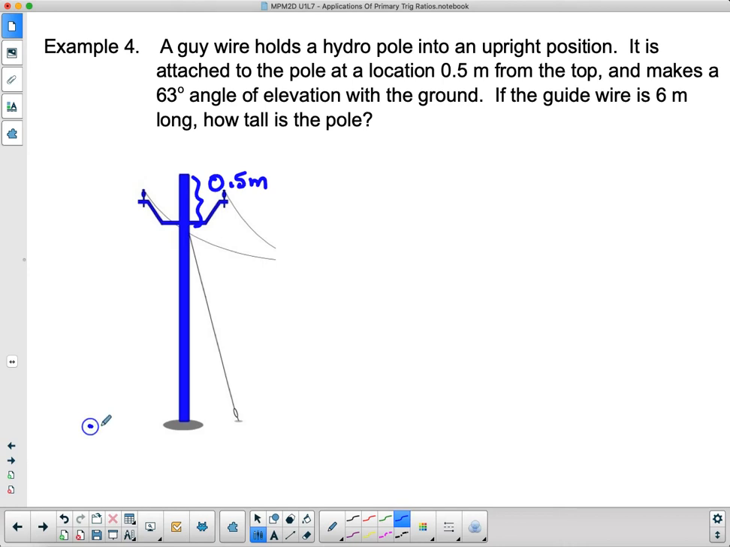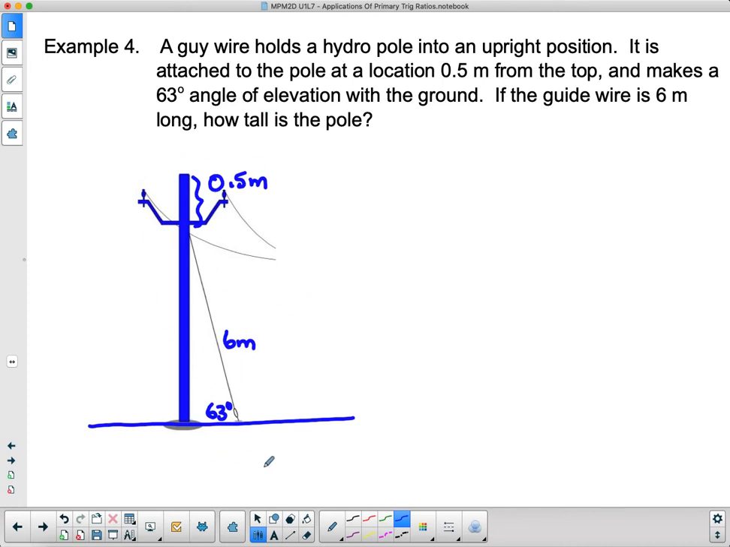So this didn't actually have an elevation angle or anything with it. It told us that the guy wire and the ground make a 63-degree angle. So there's not even a lot of terminology to use in this one. If the guy wire is 6 meters long, how tall is the pole?